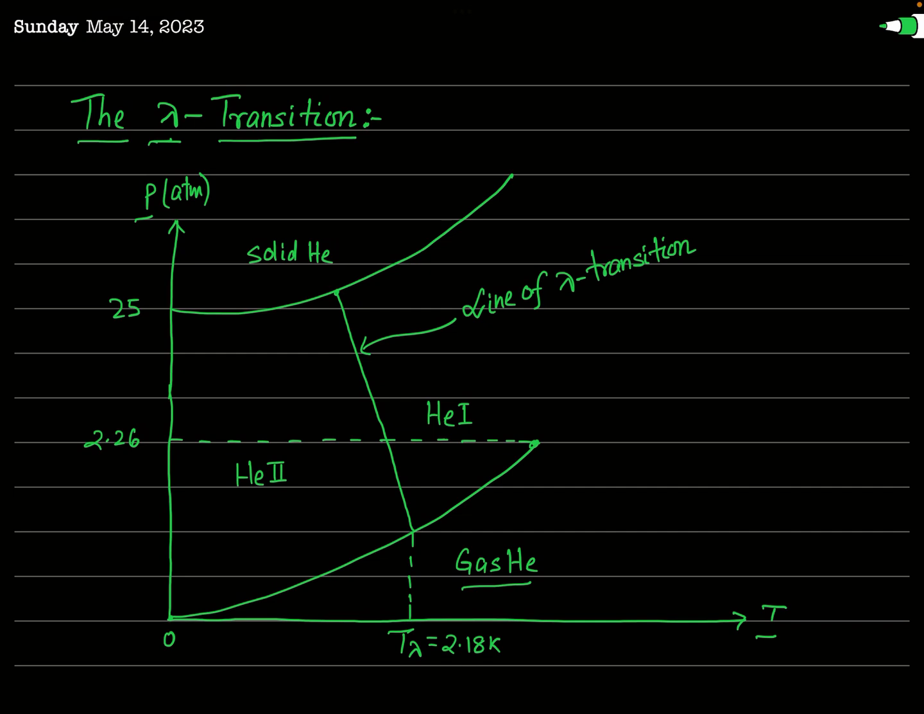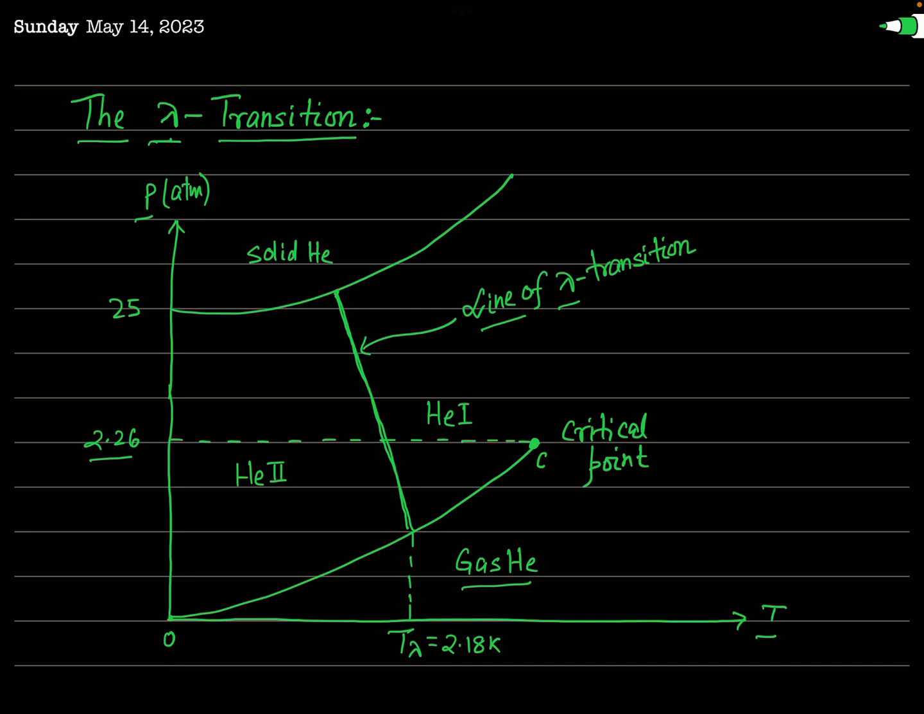In fact, in this figure, you can see that at this pressure of 2.26 atm, this point which I have shown here is called the critical point. And this vertical line you can see is the line of lambda transition. This lambda transition means the graphical plot is of the shape of lambda, so this is called lambda transition.